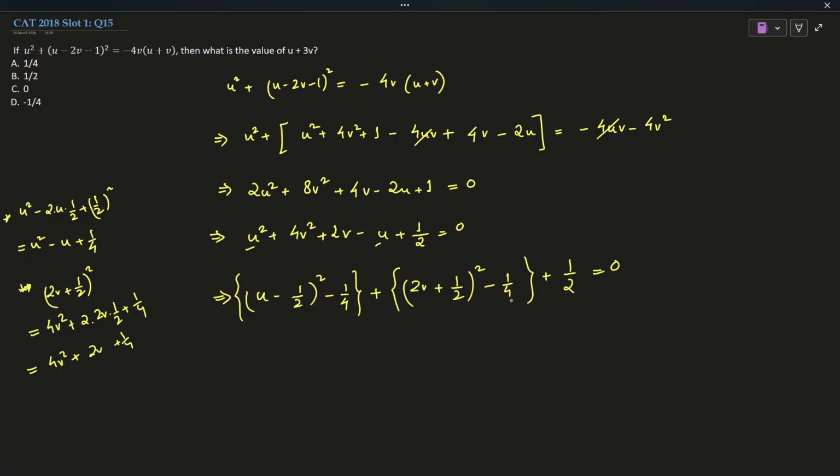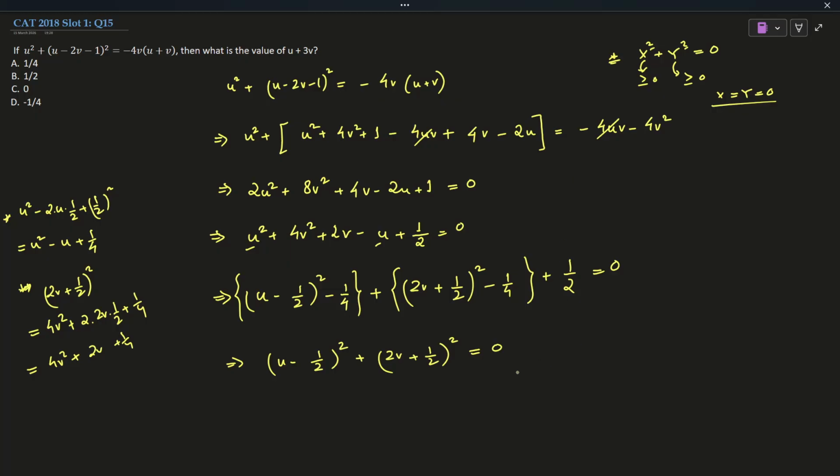Now guys, 1 by 4 plus 1 by 4 will give me 1 by 2, and there is a negative sign, right? So from here I can say u minus half whole square plus 2v plus 1 by 2 whole square is equal to 0, guys. Now see, I have something square plus another square is equal to 0. Is this possible? This is always greater than or equal to 0. This is also greater than or equal to 0 because I have a square in both the terms, and the summation is 0. That means individually each is equal to 0.